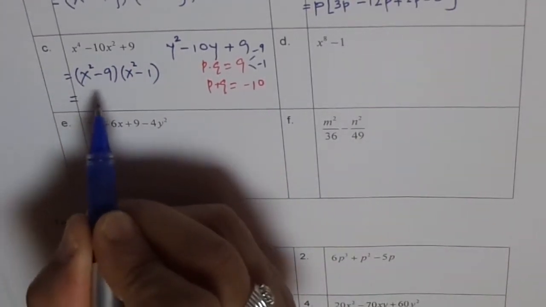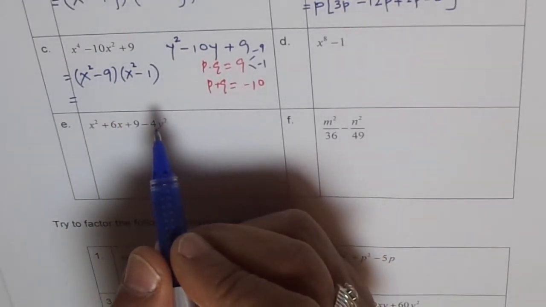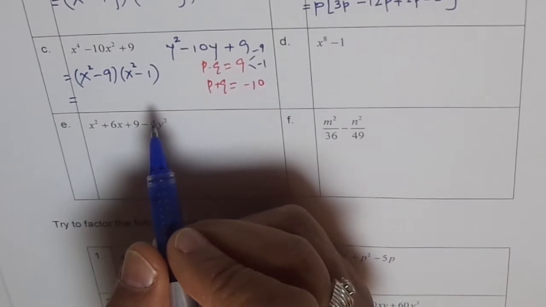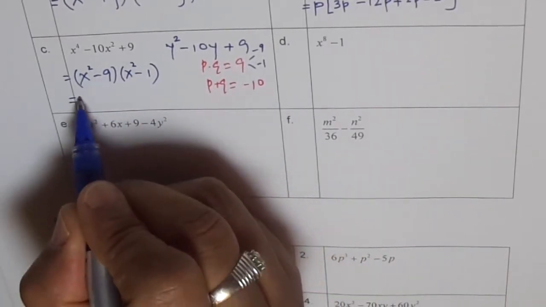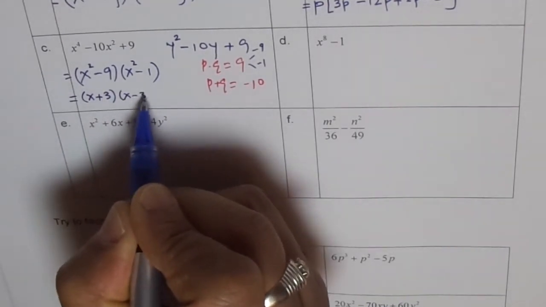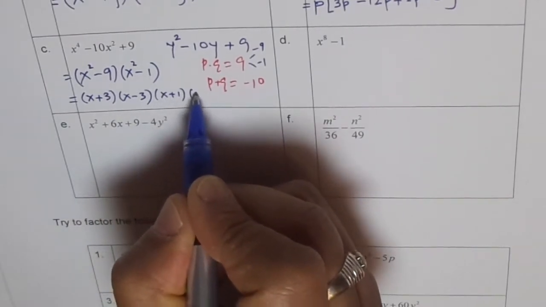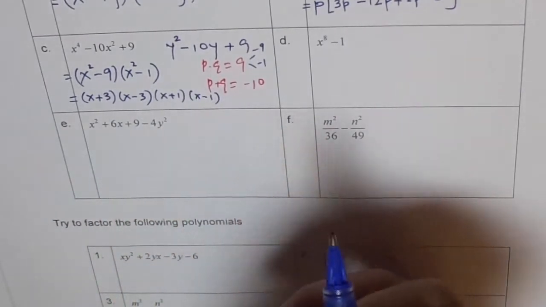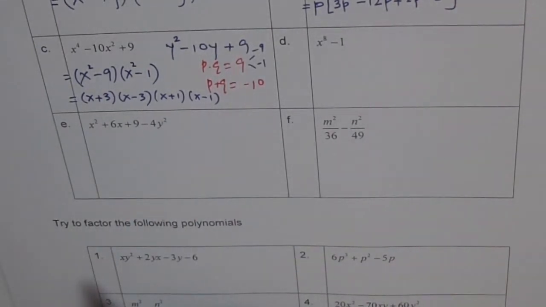So that's important. Look for those things. We say the polynomial has been factored if it cannot be factored any further, otherwise it's incomplete. Difference of squares, so I can write this as x plus 3 times x minus 3, and this one I can write as x plus 1 times x minus 1. Is that okay? So that's the complete factorization of this question.